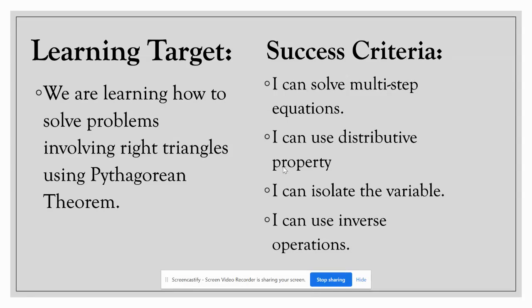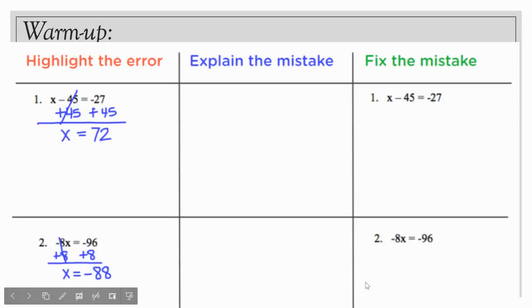Our learning target is to learn how to solve problems involving right triangles using the Pythagorean theorem, and I can solve multi-step equations. This is our success criteria: I can use distributive properties. I can isolate the variable, and I can use inverse operations.